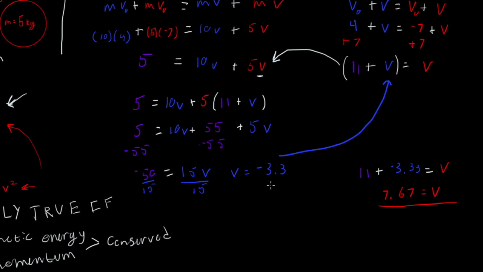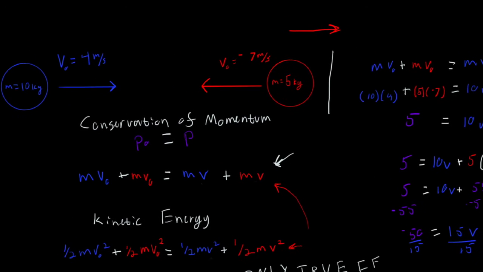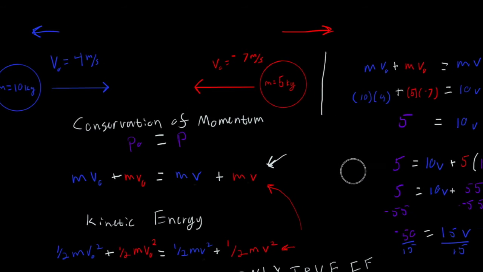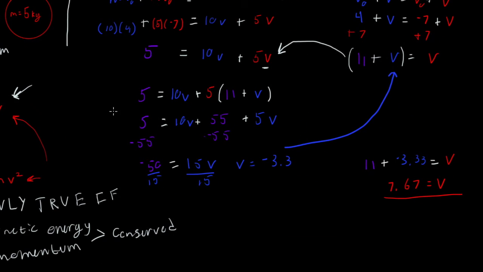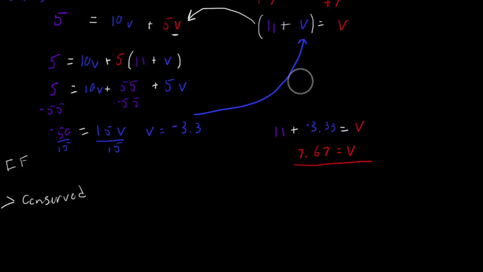And then a negative 3.3 for the blue ball. And that'll be negative, so it's moving this way. So they bounce off of each other and go in the opposite directions. Their velocity is changing. In fact, the red ball ends up getting a higher velocity than it had initially. So that's how we solve these types of problems.